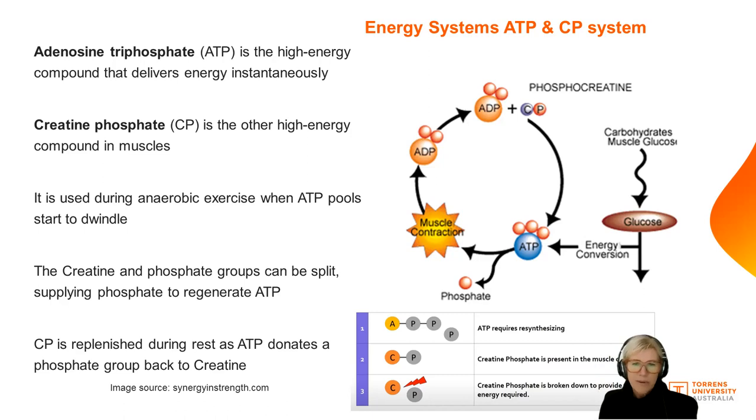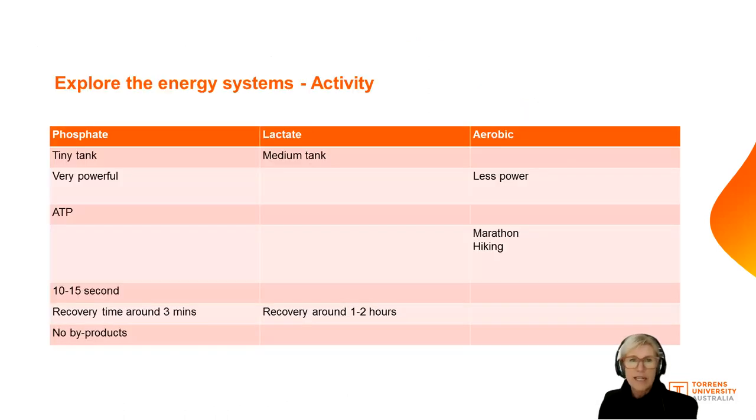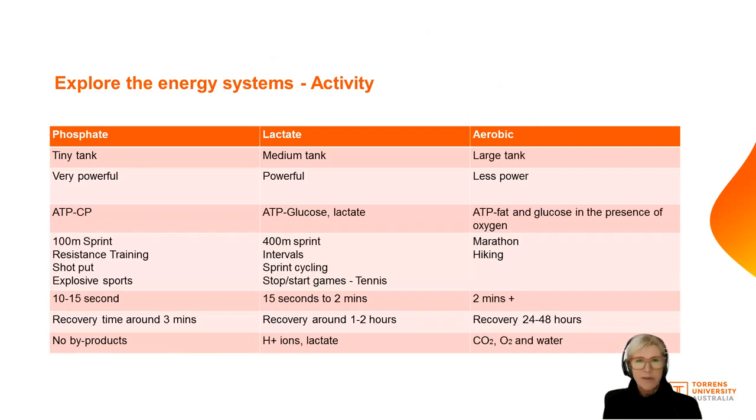Now, you might want to pause this for a moment. This is a great little one to do of exploring the different energy systems. And here's your answers there. I was talking about the different systems, the phosphate, the lactate, the aerobic system. The phosphate, just to go through it briefly, has a tiny tank, very powerful. ATP-CP is a source. In terms of substrates, it's creatine phosphate that you need to regenerate. Remember that ATP, 100 meter sprint, resistance training, shot put, explosive sports, high jump, javelin. Recovery time's around 3 minutes. There's no byproducts.